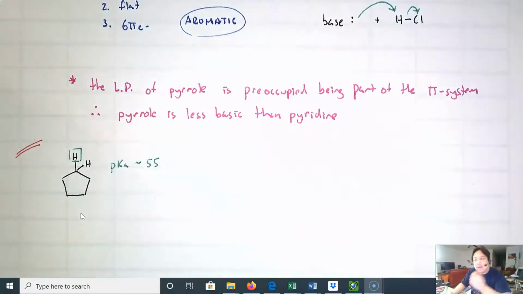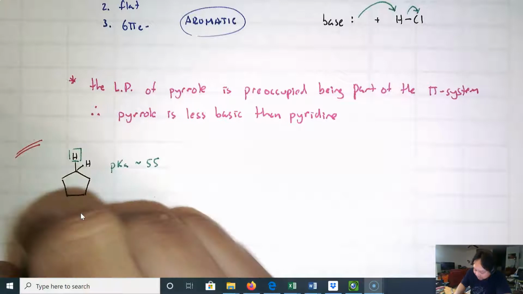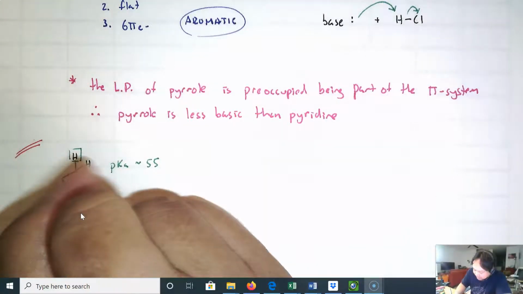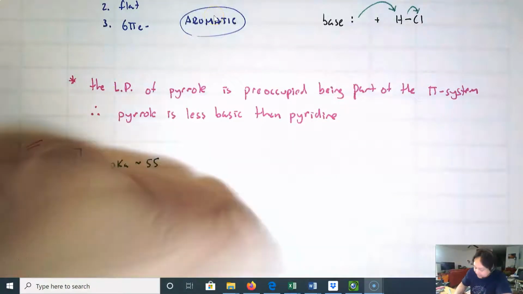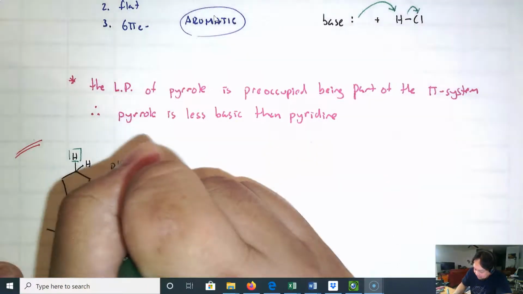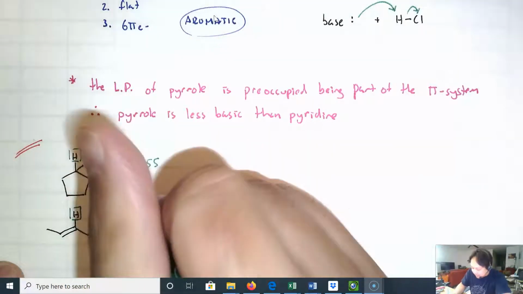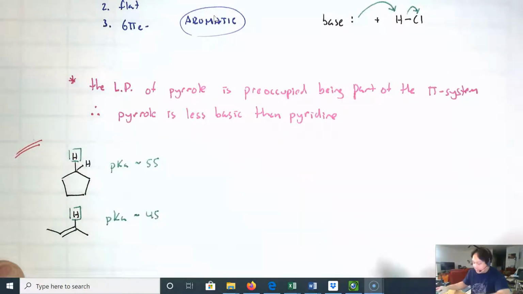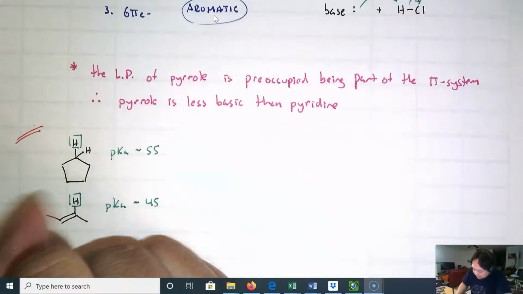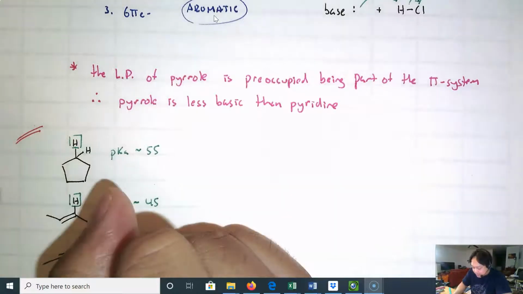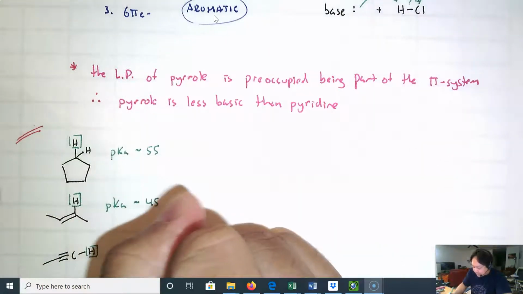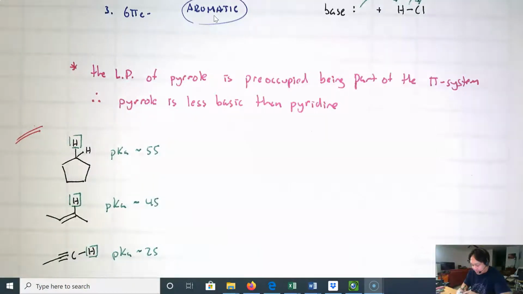Okay. Well, what about if we had a hydrogen off of a double bond? It's still off of a carbon. Do you remember the trend in this case? The pKa goes down quite a bit, but it's still not very acidic, right? The pKa here is around 45. And then just to finish the trend, hopefully you know that for a triple bond, this is the most acidic out of these three, but it's still not too acidic. It's a pKa around 25. So 55, 45, 25.